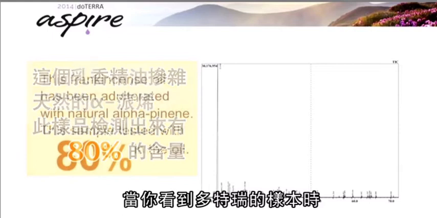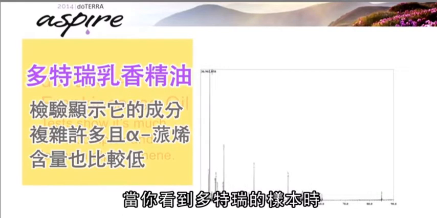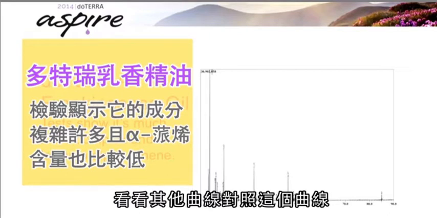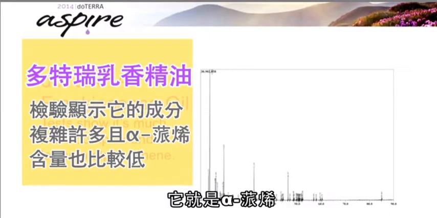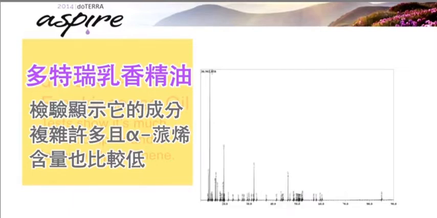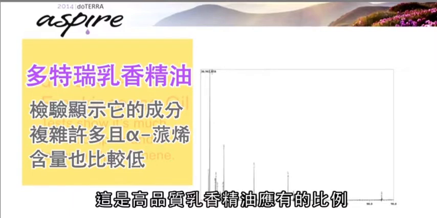When you look at a sample of the dōTERRA frankincense, we see it's much more complex if you look at the other peaks there relative to the main peak, which is alpha-pinene. And alpha-pinene typically will range 40 to 50%, let's say. And this is where it should be for a good quality frankincense.